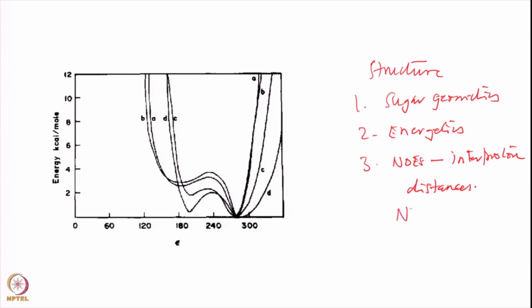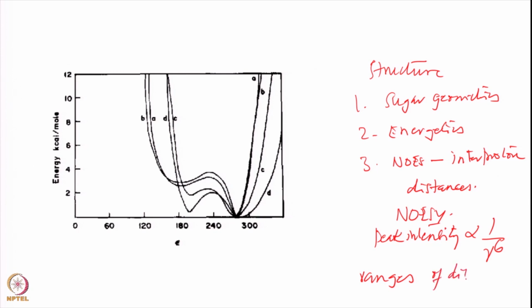These are derived from the NOE spectrum, and you know the peak intensity is proportional to 1 over the 6th power of the distance, but we get certain distance ranges. We do not get exactly identical, exact distances, that okay, this is 3.5, 2.5 and so on, but we get ranges of distances, and these are our input parameters.